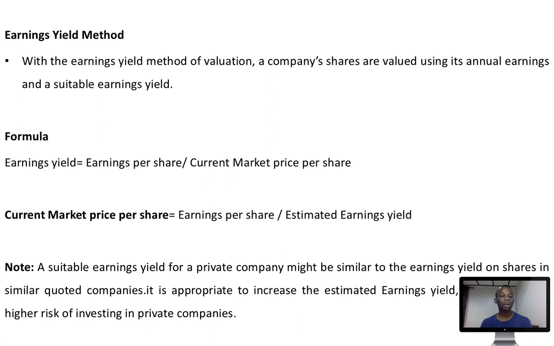So what will happen is suitable earnings yield for a private company might be similar to the earnings yield on shares in similar quoted companies. It is appropriate to increase the estimated earnings yield to allow for higher risks of investing in private companies. So as long as you have your earnings per share, then you get the estimated earnings yield. You divide earnings per share by estimated earnings yield to give the current market price of the private company.